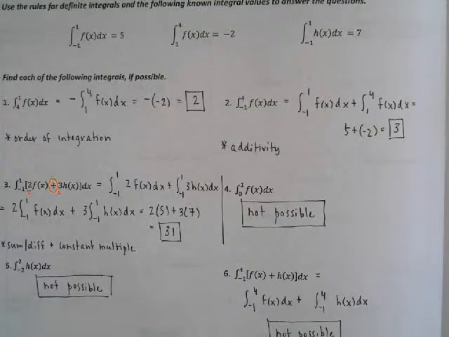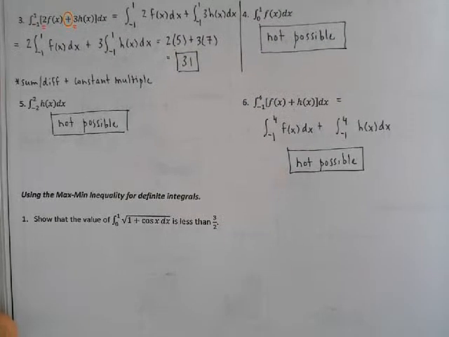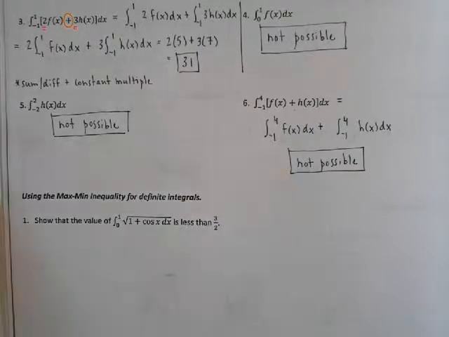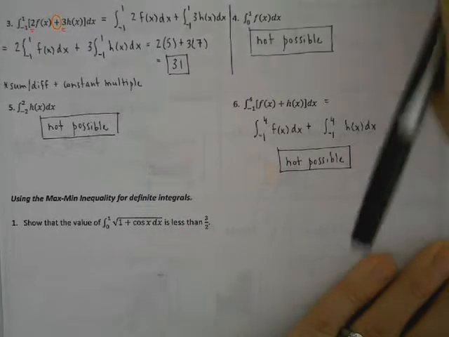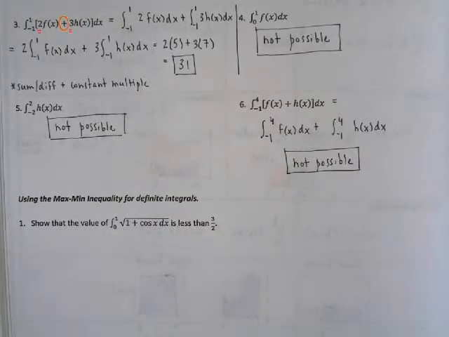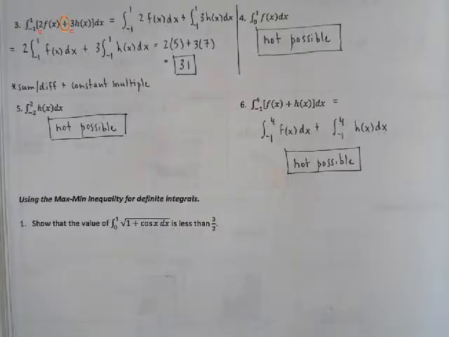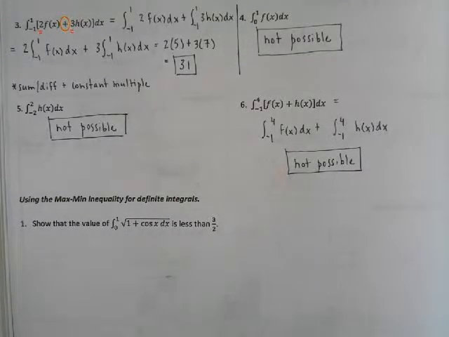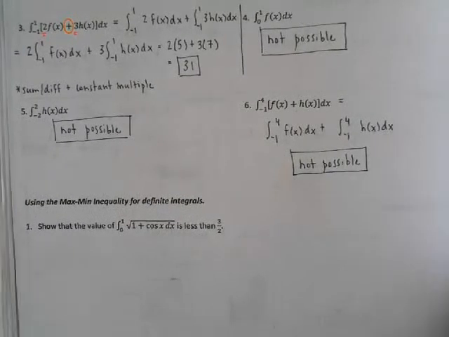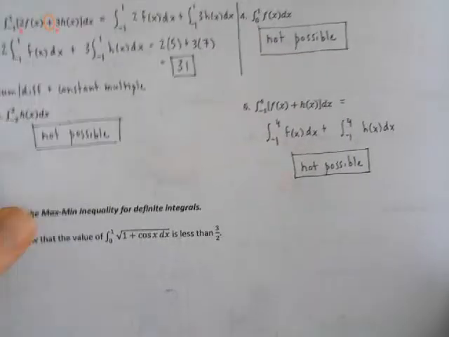All right, number 1, we kind of jump back here. I'm using the max-min inequality. I actually want to go through that one in class together just to make sure we all understand what's happening with that one because it's a little more complex. So we'll leave that one for now, and we're going to spend the rest of the time talking about how we find the total area between a curve and the x-axis.